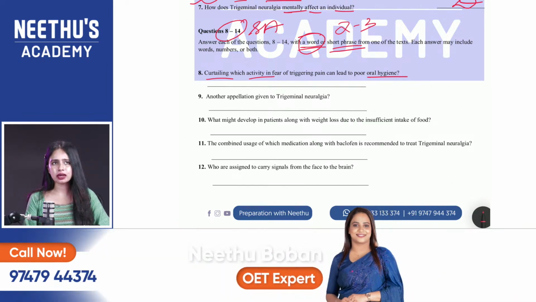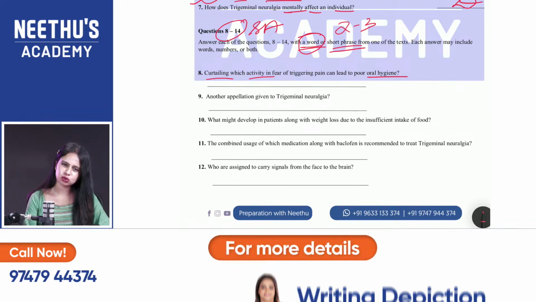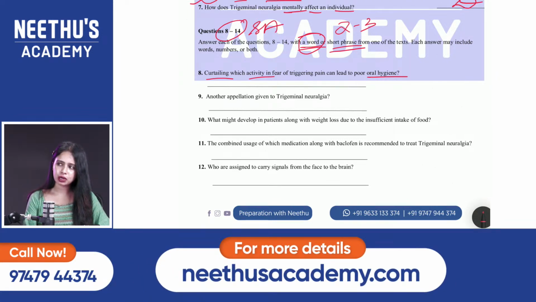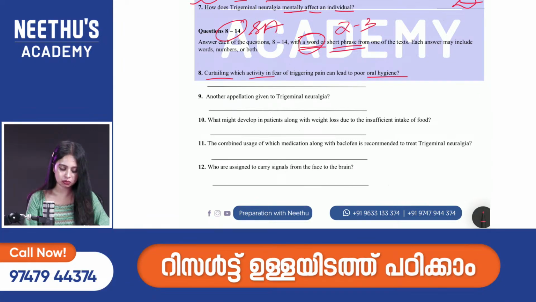Either you can write "brushing teeth" or you can write "brushing." Both are correct. I think "brushing teeth" is a little bit more precise. Perfect, brushing teeth. Okay, Santhi, your answer is correct.